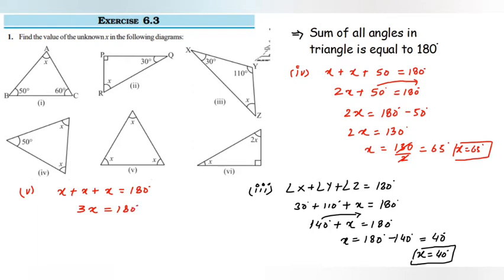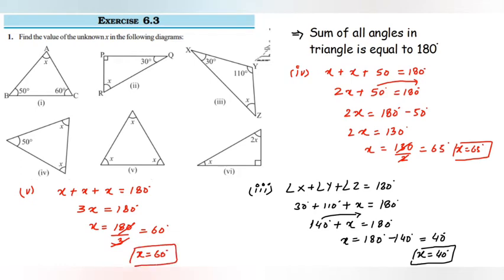Now we'll isolate the variable. It means we have to transpose 3 to the other side. 3 is in multiplication. When we transpose, it becomes division. So 180 degree upon 3. So you can cancel this. It will be equal to 60 degree. So your fifth value, that is angle x, is equal to 60 degree. So even fifth question is over.